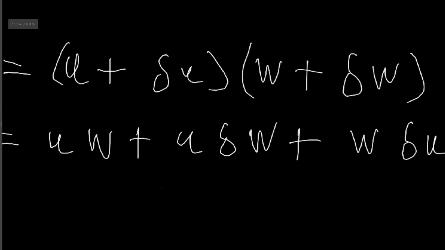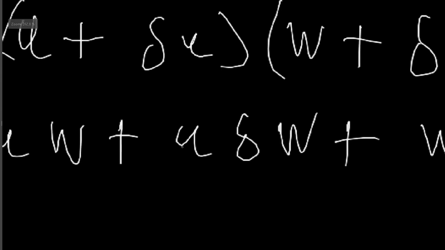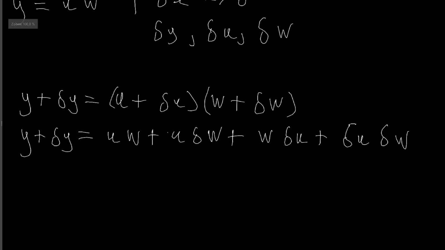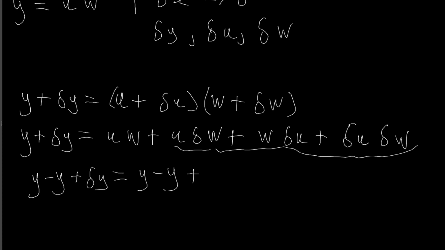Next up, we can consider the fact that uw over here is equal to y. We can substitute that into the equation and then subtract y from both sides, and what we end up with would be y plus delta y is equal to uw, which is y, plus all of this, which we are just going to write as lambda, because I am a little bit lazy, which is just all of these terms together. And then what we end up with is delta y is equal to lambda.